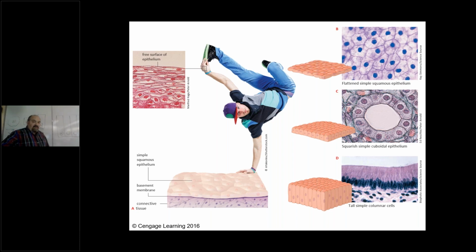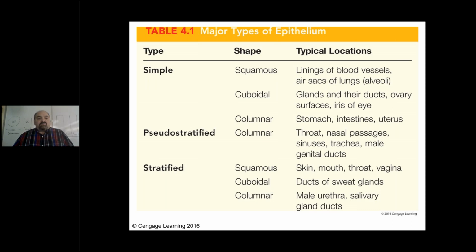So this slide just here reviews what we're looking at as far as the location of these different types of cells and tissue. So simple, pseudostratified, and stratified. Where are they going to have more? So look here as far as the stratified: skin, mouth, throat. Those are going to have multiple layers, allowing for protection.